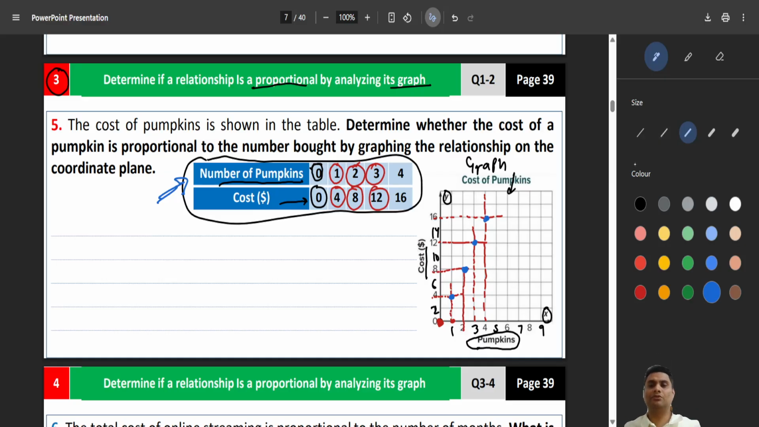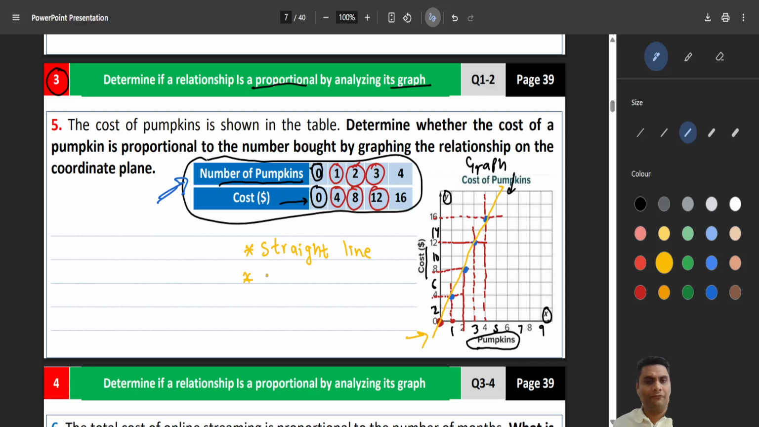Now how will you check whether this is proportional or not? This is very simple. See, we have to join all these points. We have to join all these points like this. Okay. After joining all the points, if you get a straight line, straight line यानी सीधा line. This is a straight line, yes. Check this line here. This is straight, correct? It is going straight. Okay.